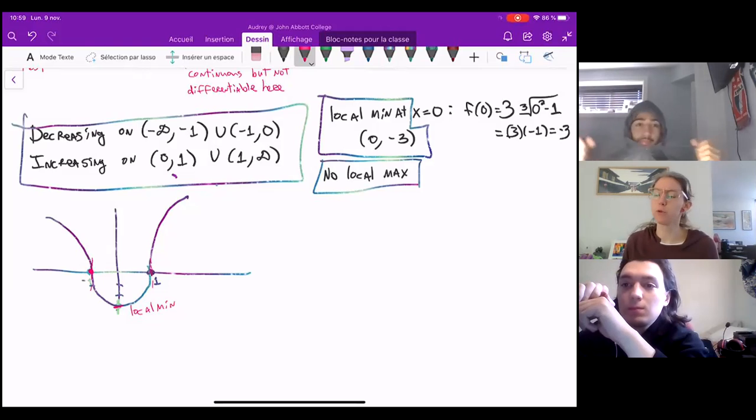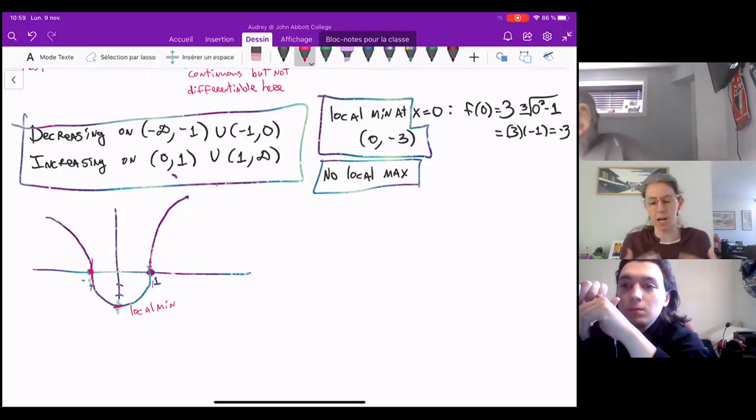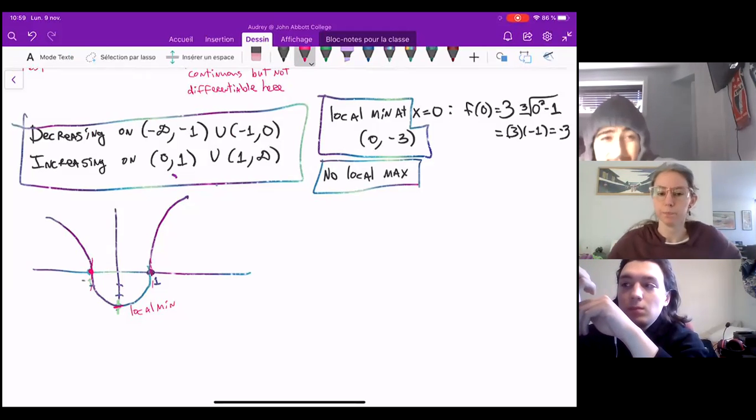So think about what a cubed root means. It says, what do you have to multiply by itself 3 times to get -1? Well, -1 times -1 times -1 is -1, right? So we're saying it's -1 because if I multiply that by itself 3 times, I get the result.